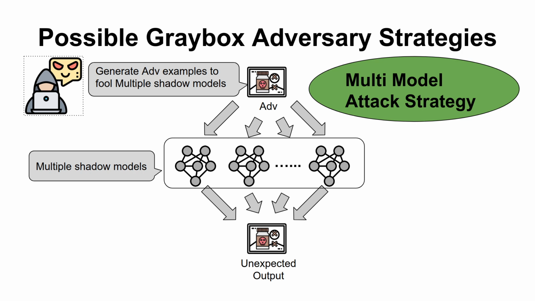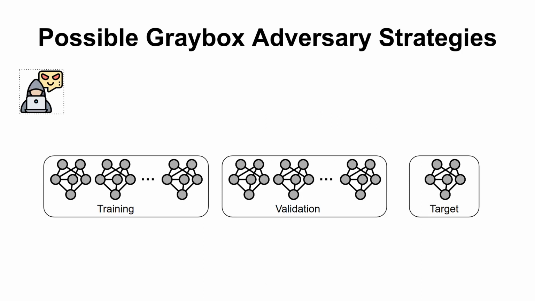If we want to generate adversary examples to attack a model deployed on the cloud, we may face a rate limiting issue. Also, if we want to compare the effectiveness of generated adversary examples, testing on just one targeted model is not fair enough. So we developed a more advanced attack strategy by dividing the shadow models into three different groups: training, validation, and target.